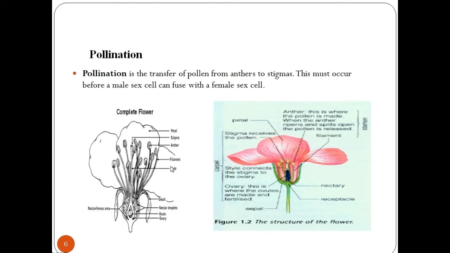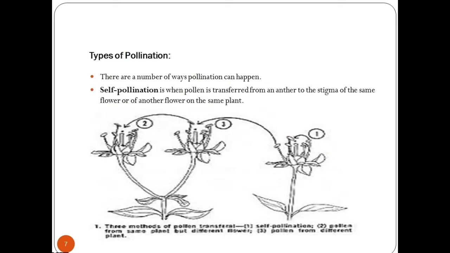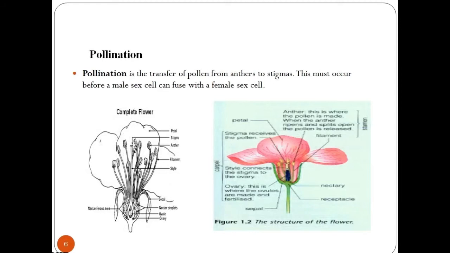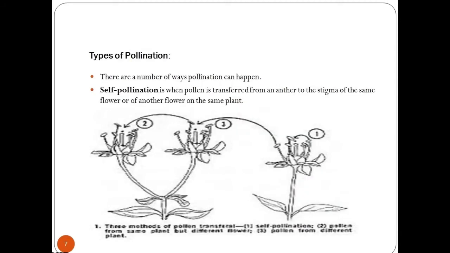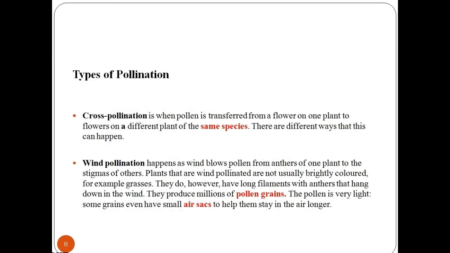Most flowers contain two other parts, the sepals and petals, which may help attract insect pollinators. A complete flower contains all four parts. If only one of the essential organs is present in a flower, it is called an incomplete flower. There are a number of ways through which pollination can happen. First is self-pollination. Self-pollination is when pollen is transferred from the anther to the stigma of the same flower or another flower on the same plant.